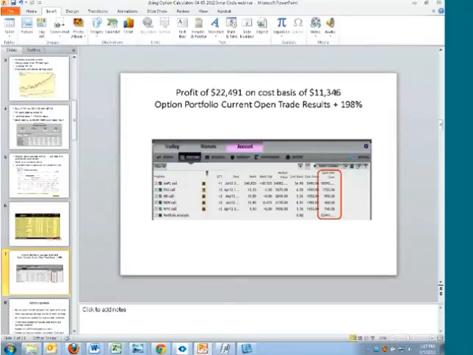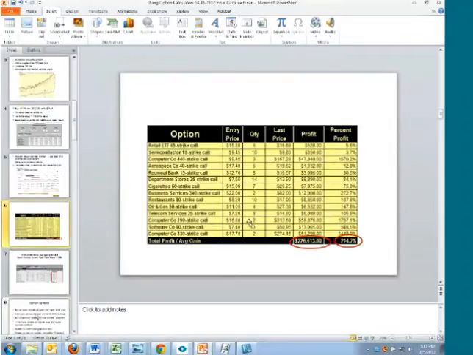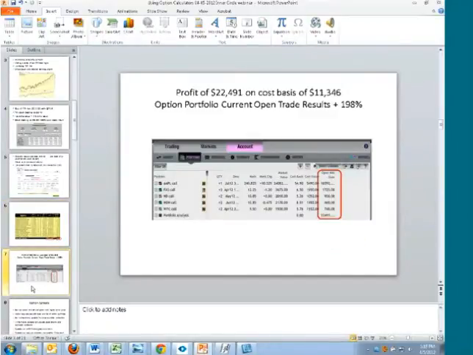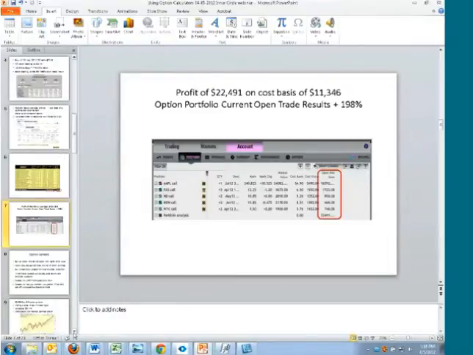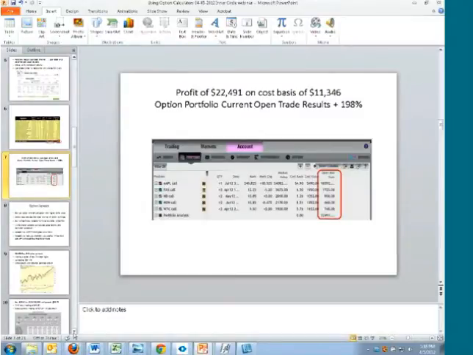So right now in my actual trading account, I have an average return of 198%, which isn't too far from our percent return in the inner circle. So again, the option purchase strategy is working really well this year as the markets are trending better. So this has been a good strategy for us this year.